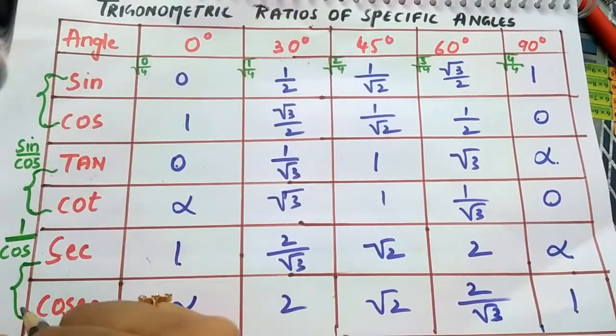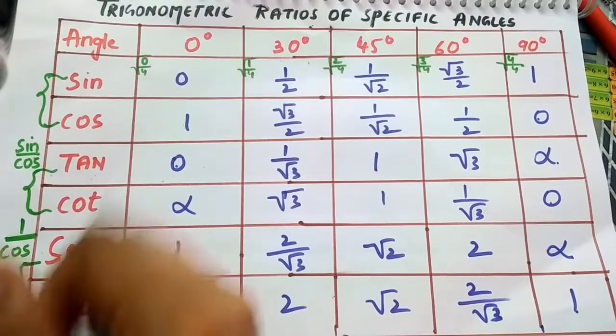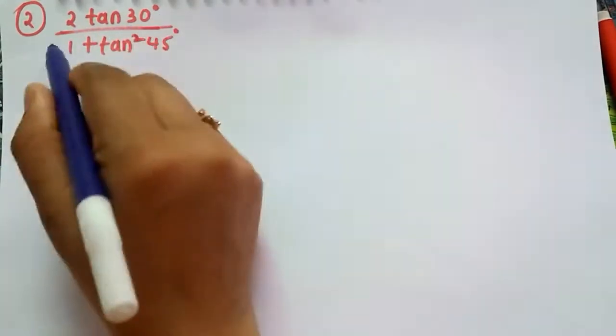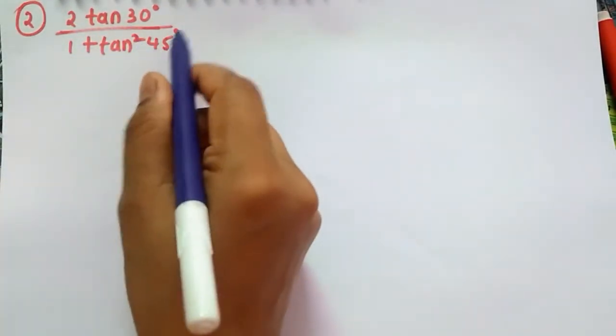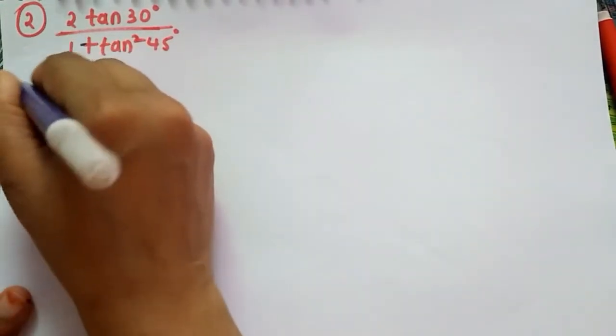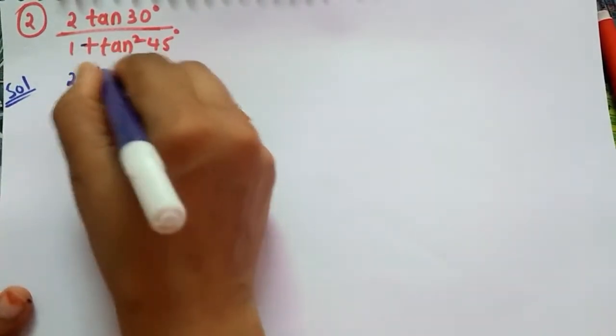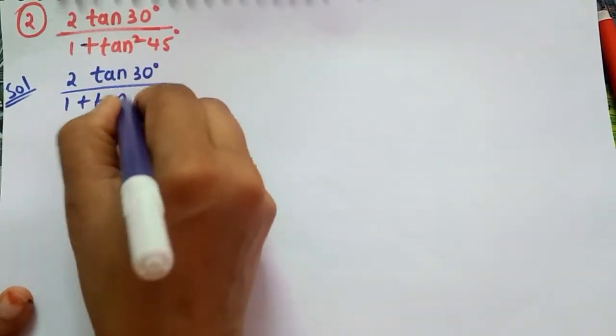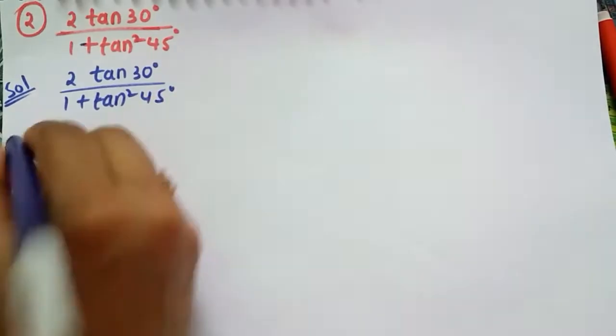Okay, now let's move further with the second problem of the 11.2 exercise. It is given as 2 tan 30 degrees divided by 1 plus tan square 45 degrees. Be careful with all the signs. The first thing we need to do is copy the question: 2 tan 30 degrees divided by 1 plus tan square 45 degrees.